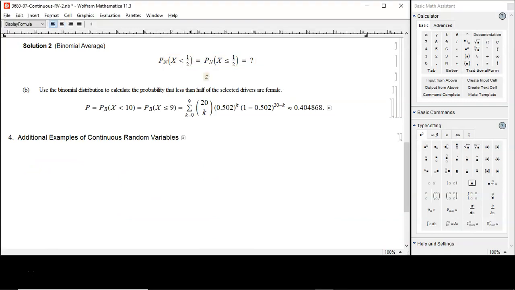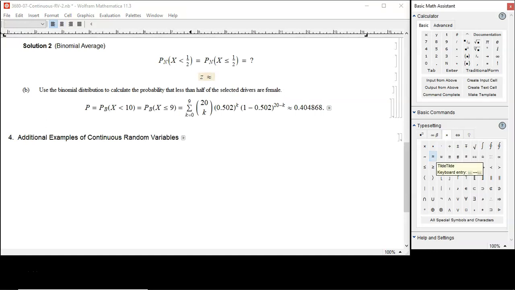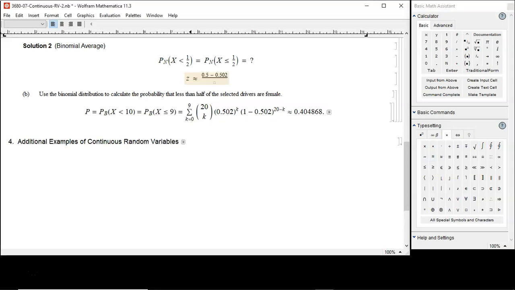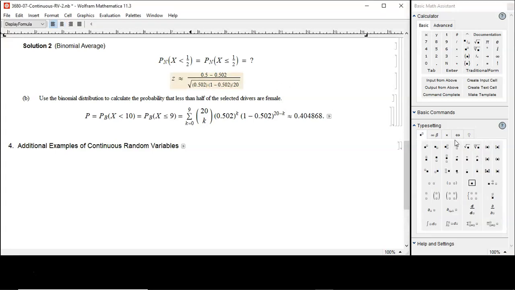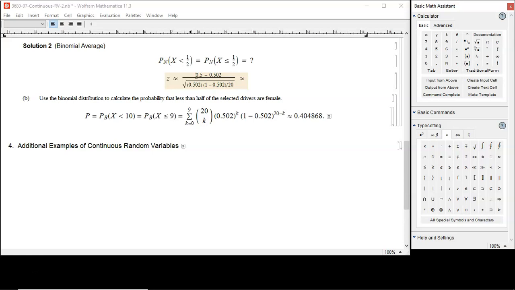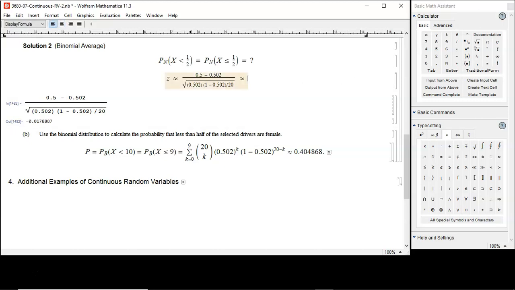So the z-score is, approximately speaking, 0.5 minus 0.502, divided by the square root of 0.502 times 1 minus that, divided by 20. That's my z-score. Let Mathematica calculate it. What do you get? I get something very small: negative 0.0178.